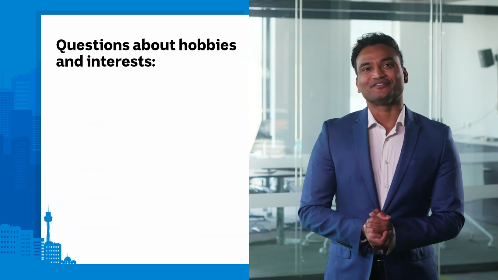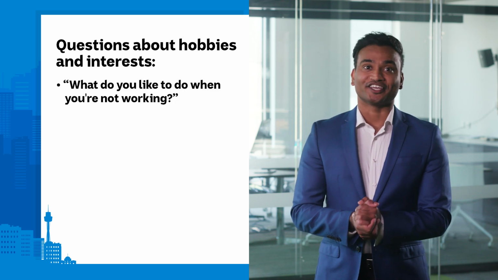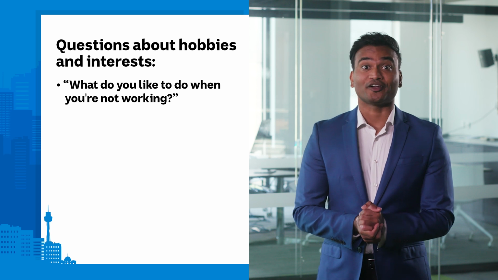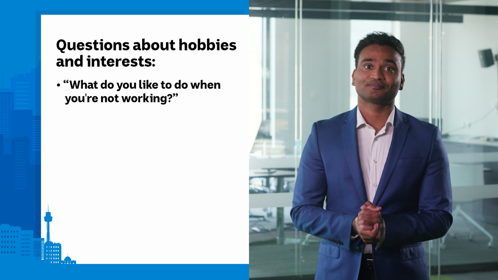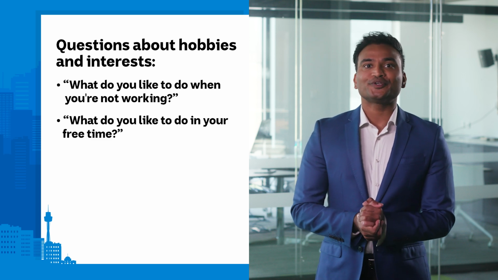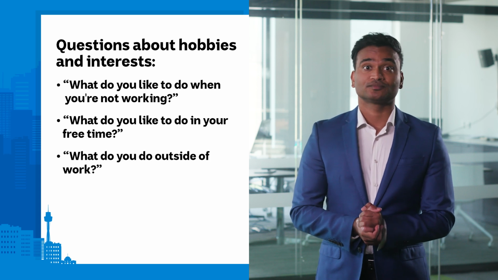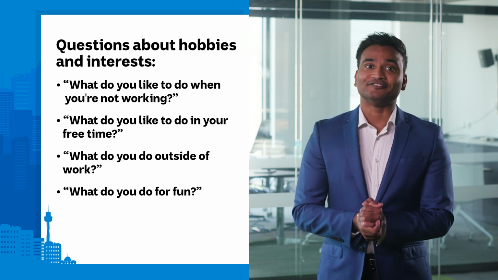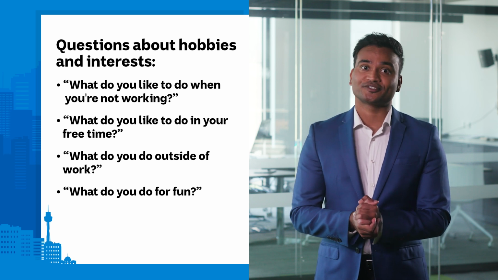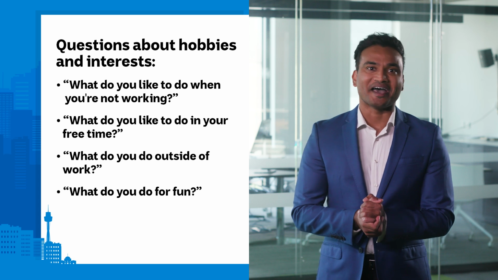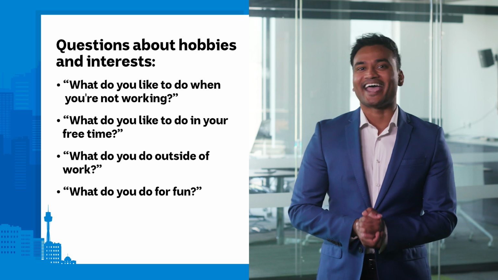In the conversation we have just watched, Raj asks Sue, what do you like to do when you're not working? This is a question about hobbies, and there are a few different ways you might hear this question asked. For example, what do you like to do in your free time? What do you do outside of work? Or what do you do for fun? All of these questions are asking about hobbies and interests. Practice asking them now. Remember, this is small talk, so we should try to sound relaxed and interested.